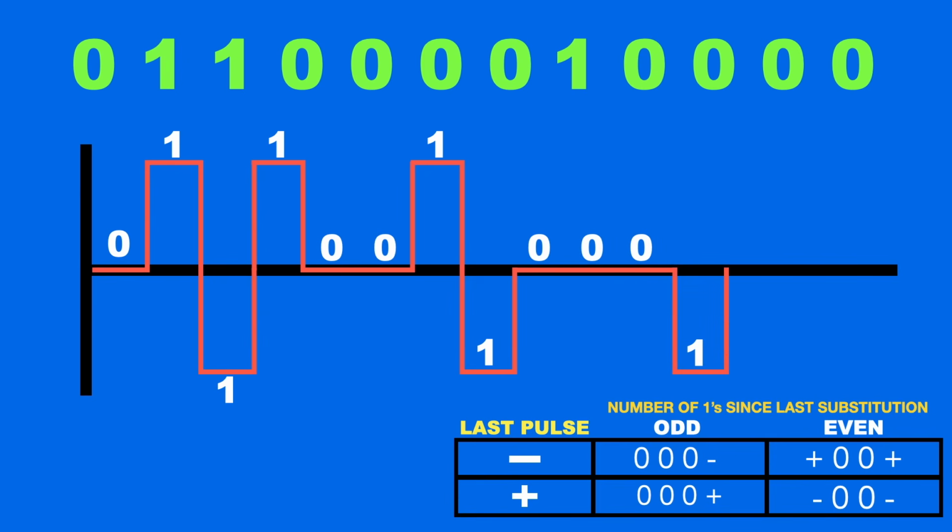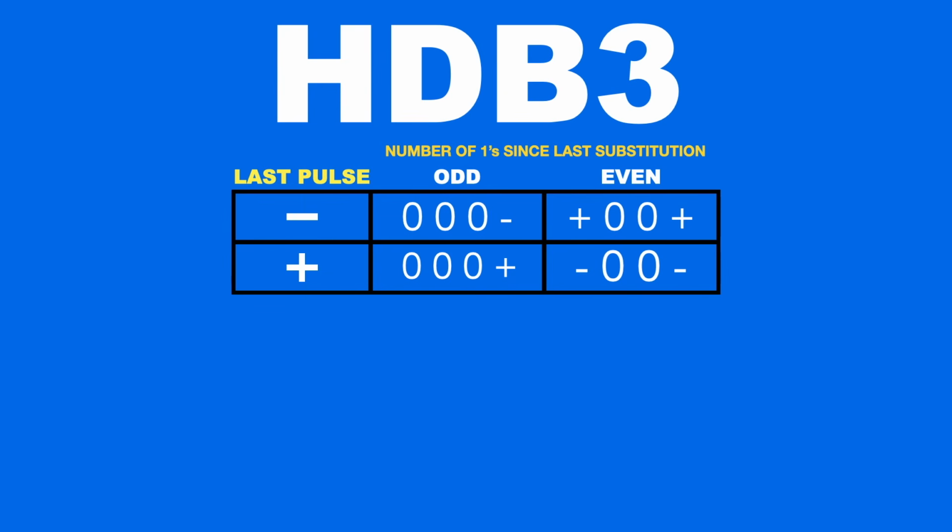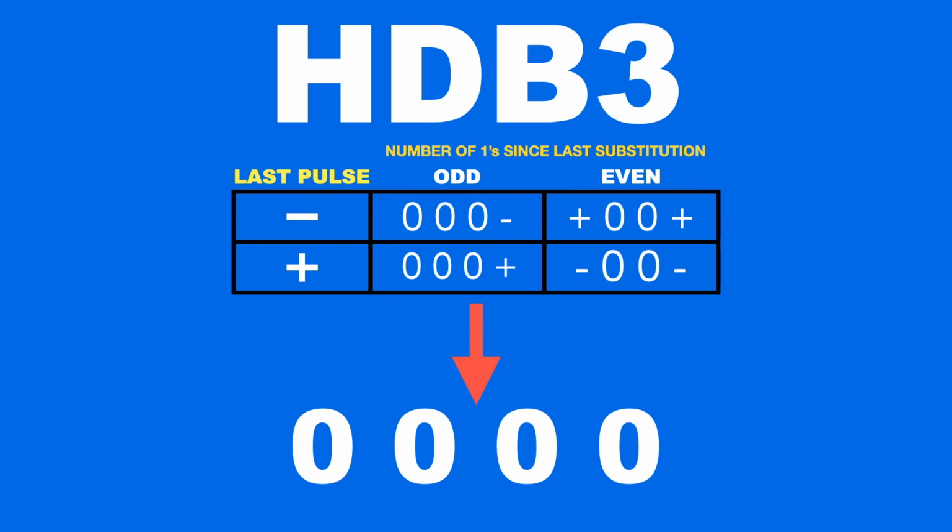So, as we can see, these substitution patterns that replace the 4 zeros violate the rules of regular bipolar AMI, due to the 1 bit being the same polarity as the preceding one. And therefore, these specific violation patterns can be interpreted as 4 zeros by the receivers, instead of as an error in communication.